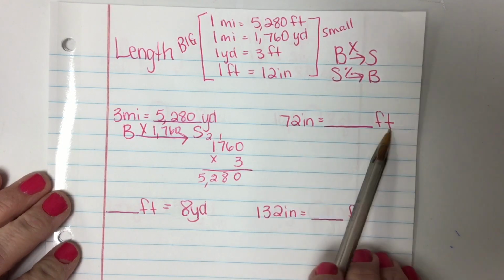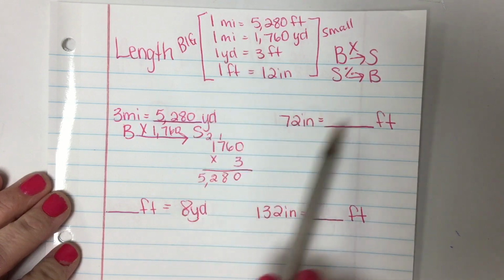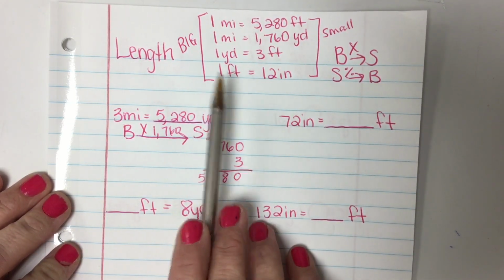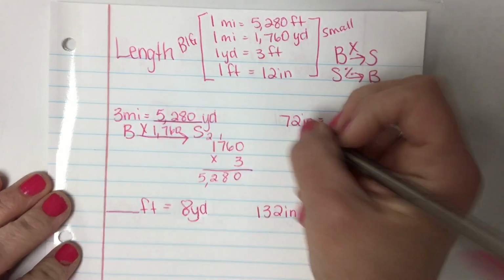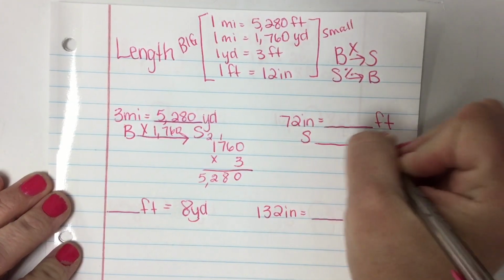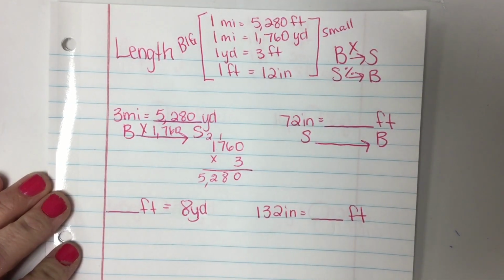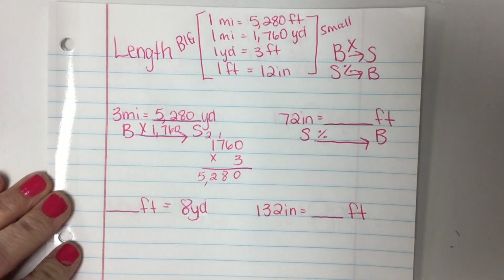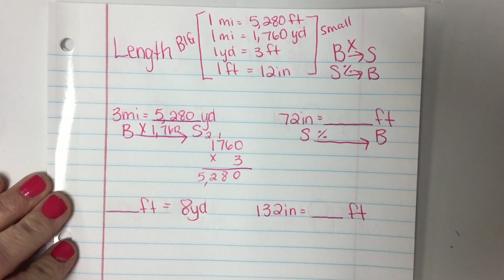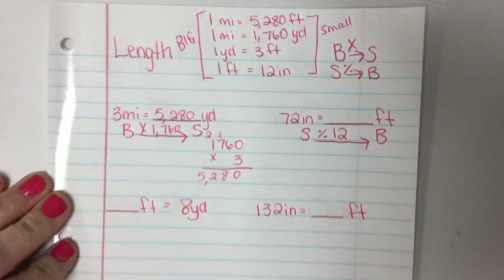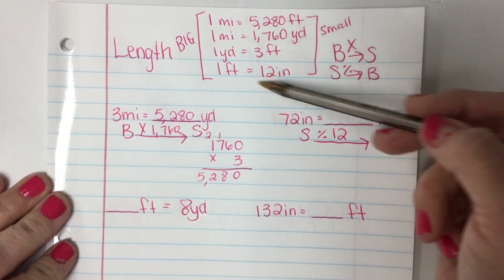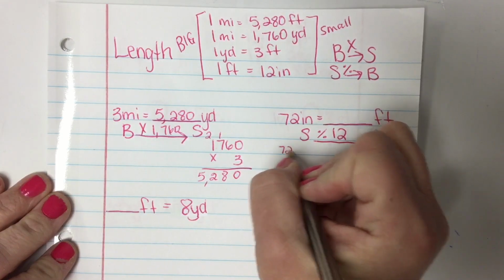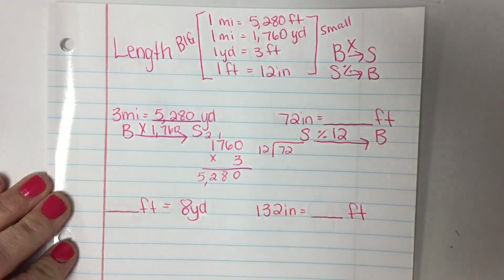Next, 72 inches equals how many feet? So we have to find inches and feet on our chart. Well, inches and feet are right here. Feet is big, inches is small. So I'm going from a small measurement to a big measurement. And when we go from small to big, we divide. All right, and there are 12 inches in a foot, so I'm going to divide by 12. Remember, you're always going to divide or multiply by these numbers, never by the 1. So 72 divided by 12.